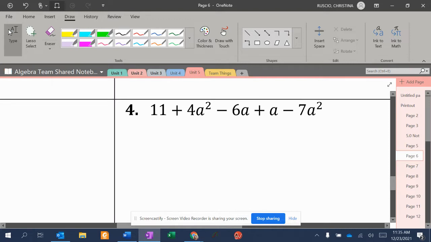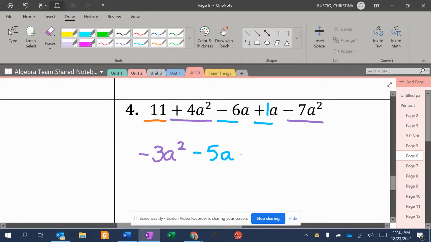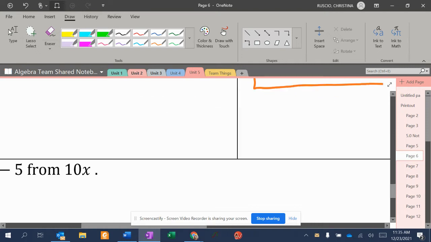Whoa, what's going on here? There's a lot of action. Okay, so let's start with our highest powers. I don't have parentheses, so that's cool. 4a squared minus 7a squared, those are like terms. 4 minus 7 is negative 3, so that's negative 3a squared. Minus 6a plus 1a, so negative 6 plus 1 is negative 5a. And then that little 11 over there, he doesn't have friends, he's positive, so we're just going to add him on to the end. Notice how this is in standard form. Wow, that was so fun.